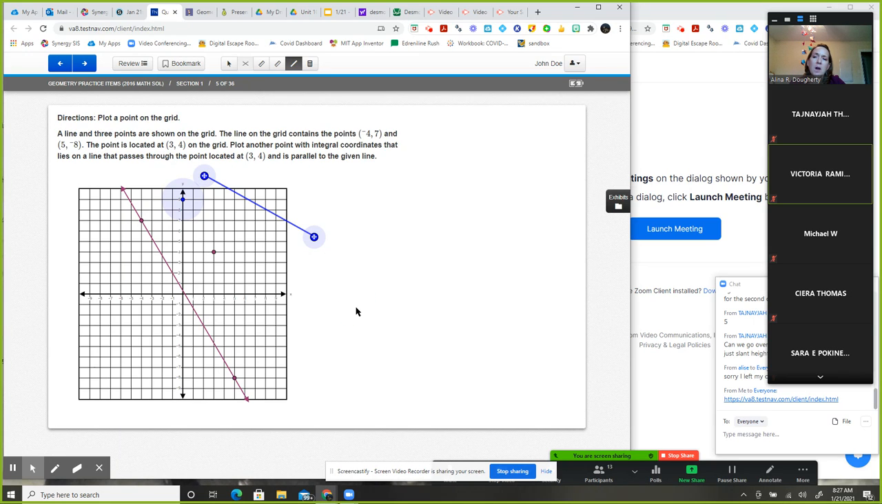Okay, so you've got a lot of tools. You also have the highlight tool. How did I even get to that highlight tool? I don't even know. So you can highlight in blue and you can highlight in pink. So you can practice doing that, highlighting.